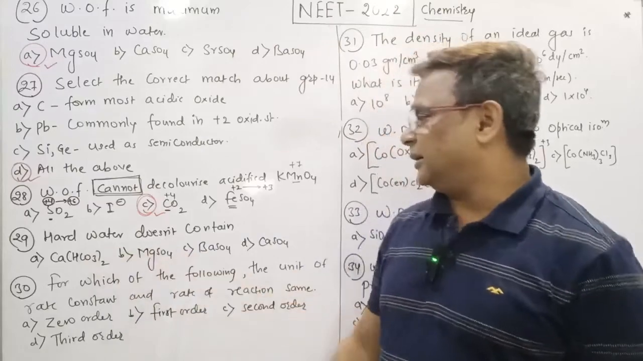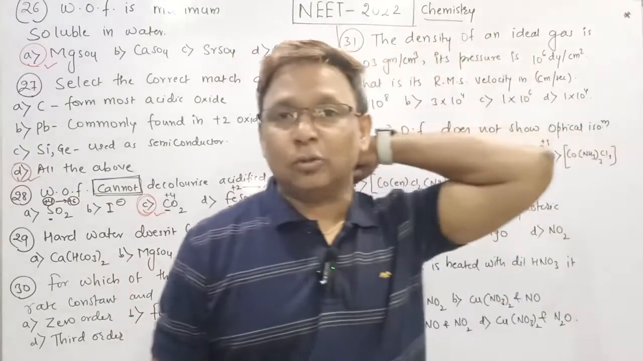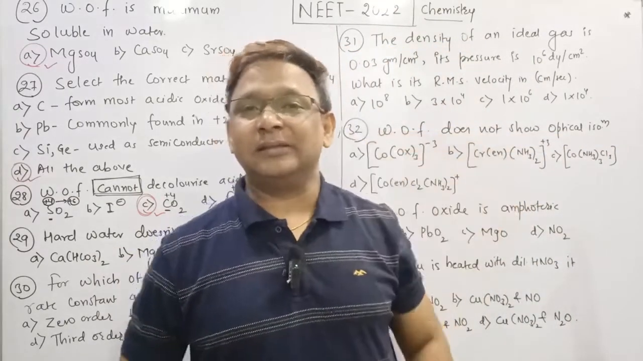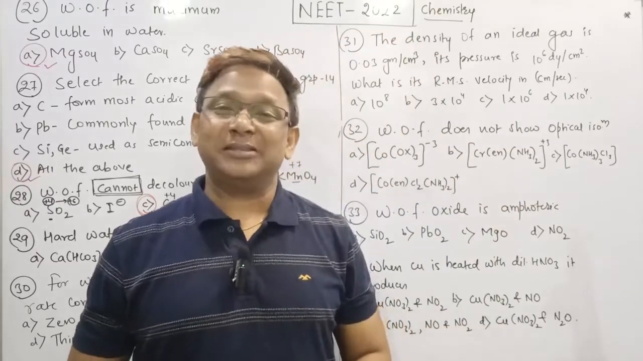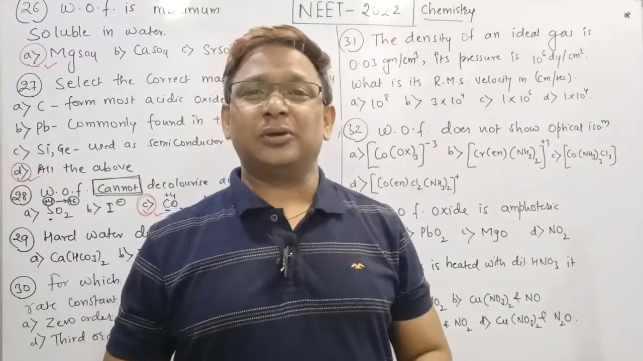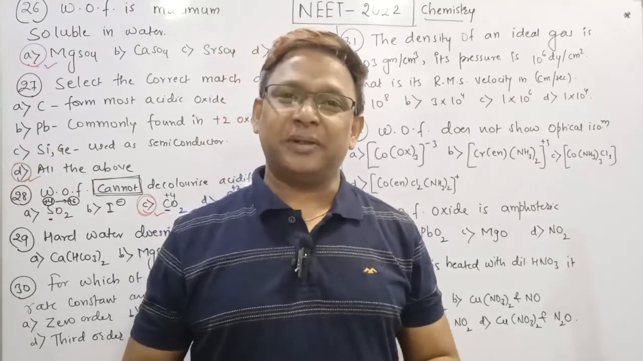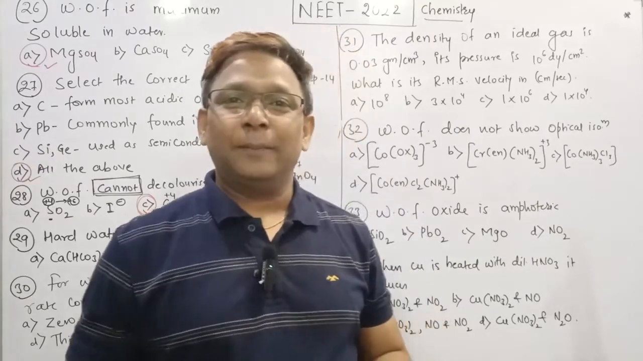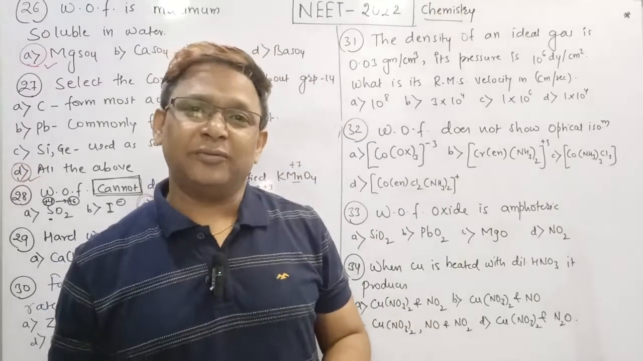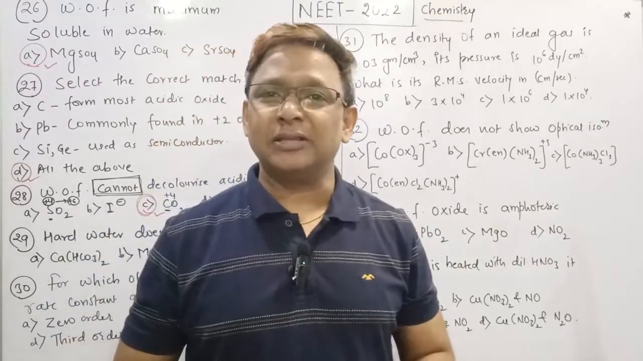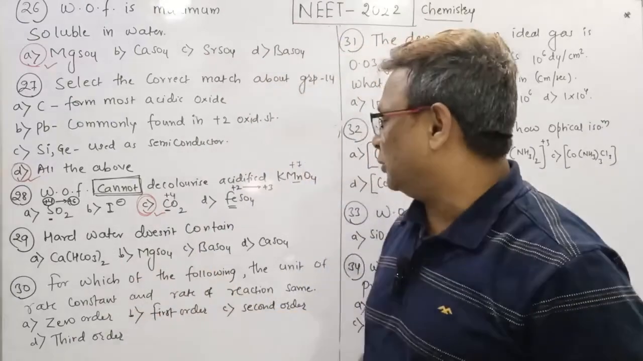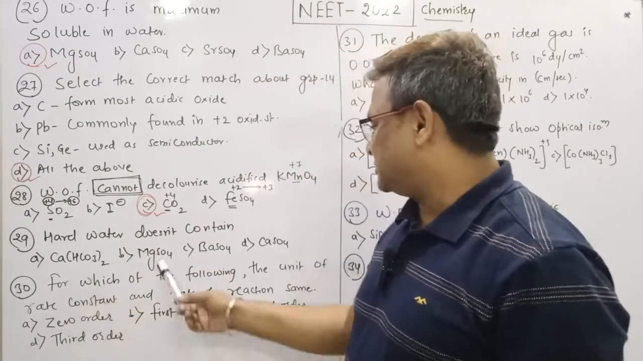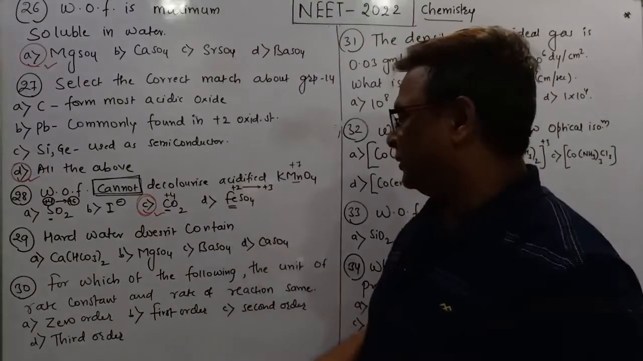Hard water doesn't contain what? Two types of hard water are there. What are those? Permanent hard water and temporary hard water. Temporary hard water is due to the presence of bicarbonates of calcium and magnesium, but permanent hard water is due to the presence of chlorides and sulfates of calcium and magnesium. So hard water doesn't contain, I'll tell you better, bicarbonate, sulfate.